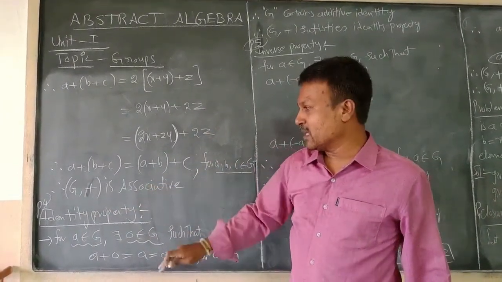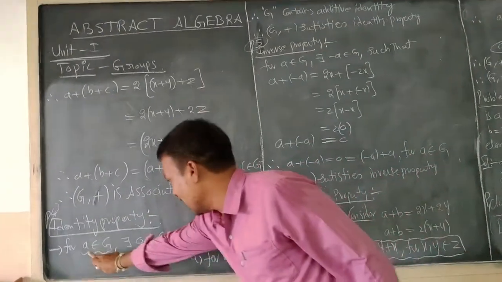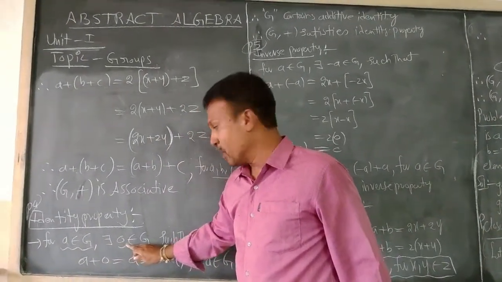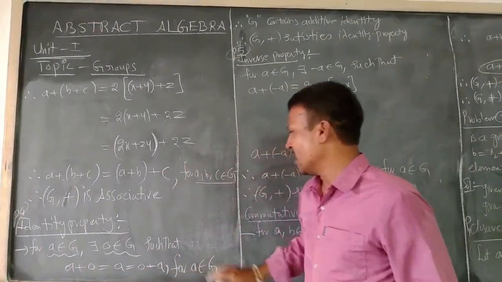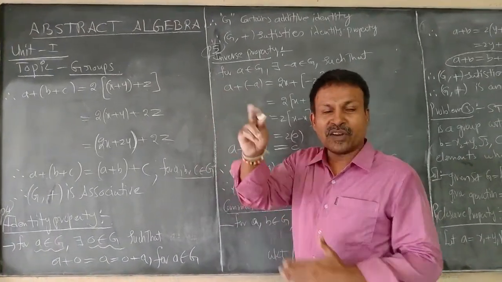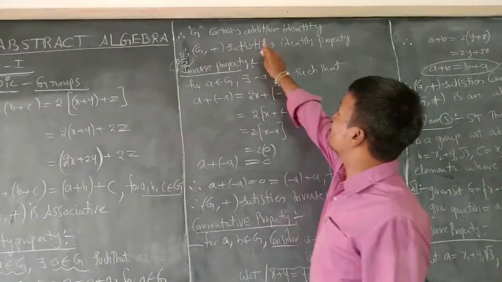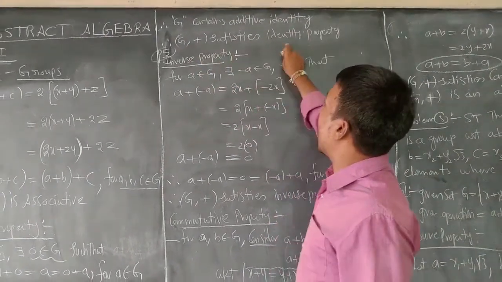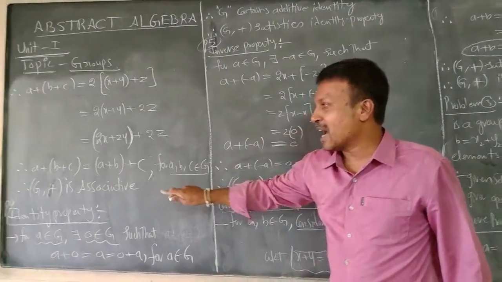The next property is the identity property. If we go for the identity property, for A belongs to G, there should exist an additive identity element 0 belongs to G such that A plus 0 is equal to A is equal to 0 plus A for A belongs to G. Definitely in our set G, which is defined at the beginning, we can find an element 0 in G. Therefore, G contains the additive identity, and G comma plus satisfies the identity property with respect to addition. Therefore, the identity property is satisfied at this stage.